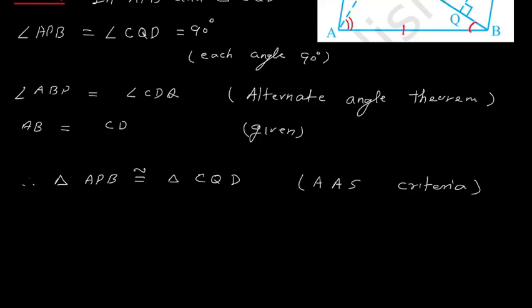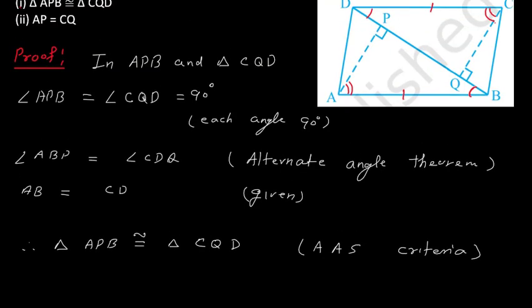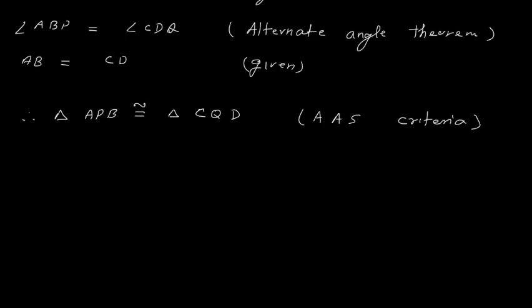Okay, so one more criterion you have. So what are the different criteria? We have side criteria, we have angle side angle criteria, we have angle angle side criteria, we have side angle side criteria, and we have RHS criteria. So there are a total of 5 criteria which you can use to prove that two triangles are congruent. So we have proved these two triangles are congruent. Now their corresponding sides, that is AP equal to CQ by CPCT. So therefore, AP is equal to CQ, corresponding parts of congruent triangles.